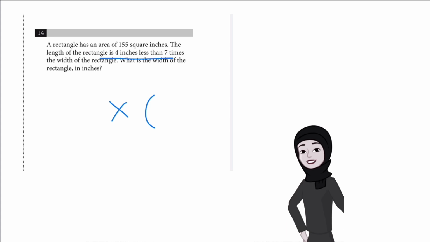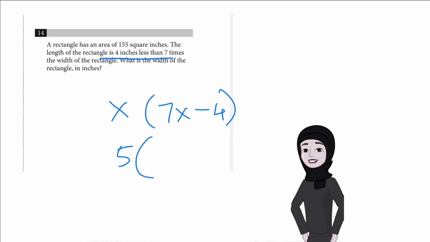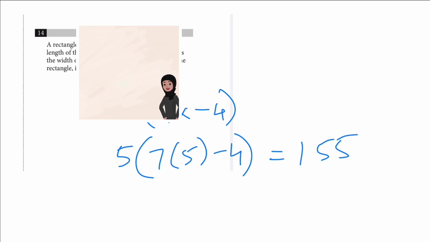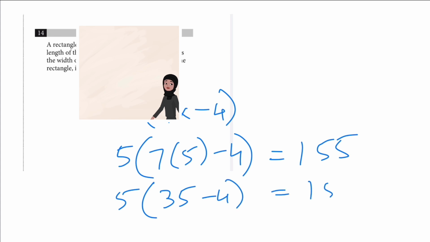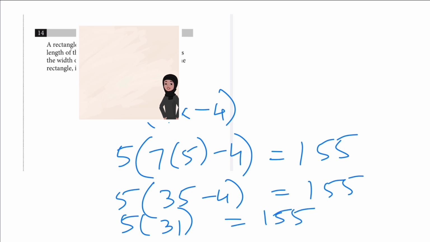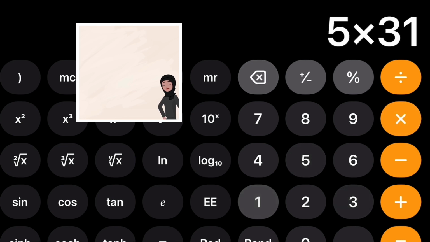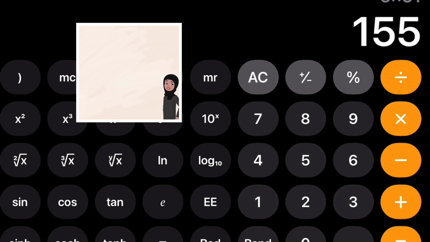So width is x and length was 7x minus 4. Since we calculated x to be 5, is 5 times 7 times 5 minus 4 equal to 155? Let us check. So 5 times 7 times 5 is 35 minus 4. So 5 times 35 minus 4 is 31. So 5 times 31 is equal to 155. That means the width is 5 and the length is 31 for this rectangle. So that means our answer is correct.